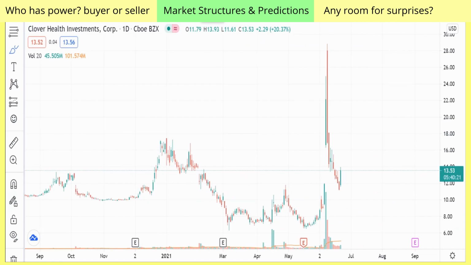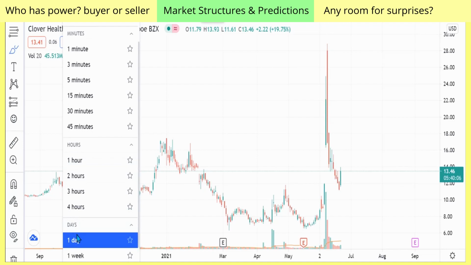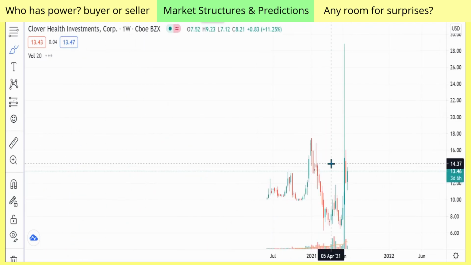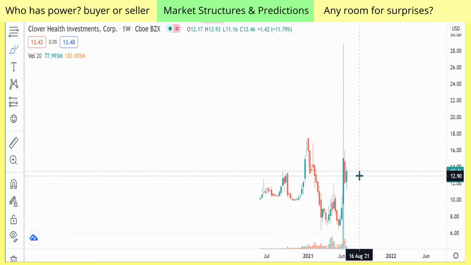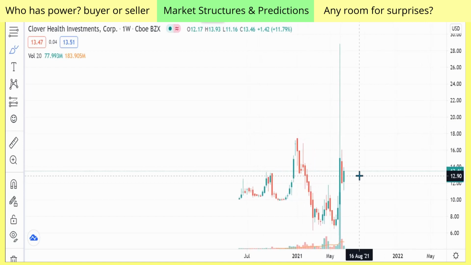Okay guys, now we are on the last part, and this last part is also interesting because we're going to look at whether there's any room for surprises in this particular stock, Clover. Now I'm going to move back to the weekly chart. In this weekly chart, we're going to look for several candlestick patterns.